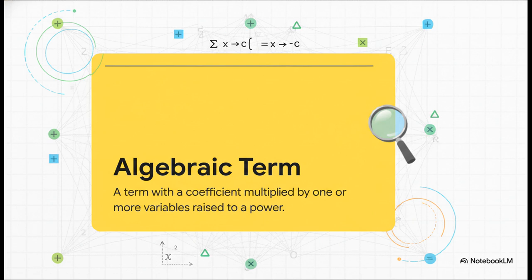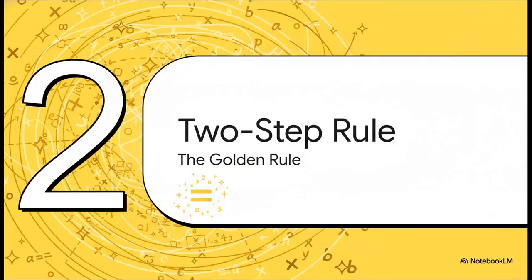You've got the coefficient, that's just the number in front. Then you've got the variable, that's the letter, and sometimes that letter has a little power, an exponent. So if you see something like 6y squared, the 6 is the coefficient, y is the variable, and the 2 is the power. That's all it is. Pretty straightforward, right?